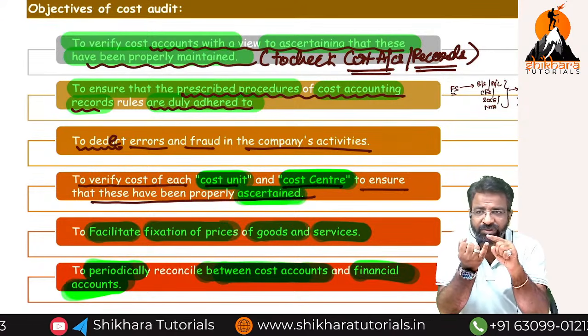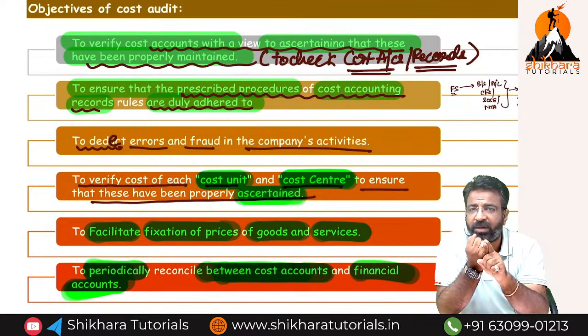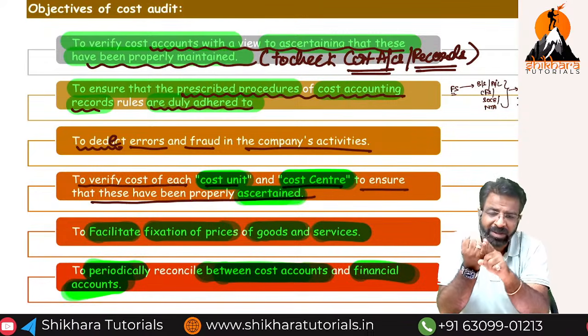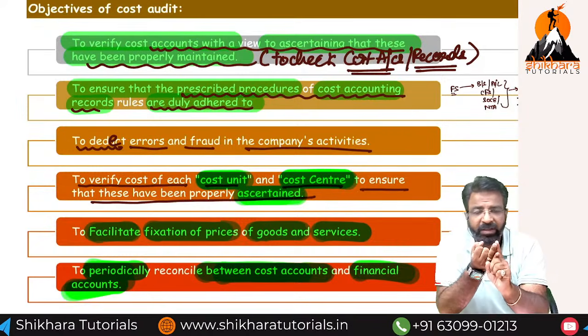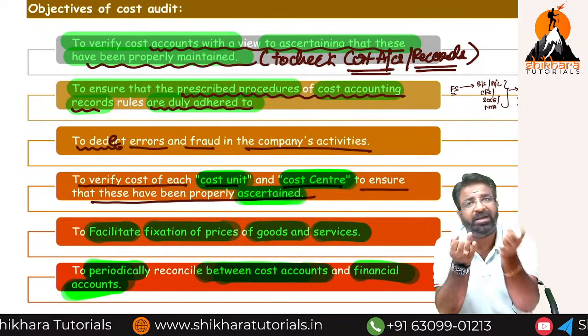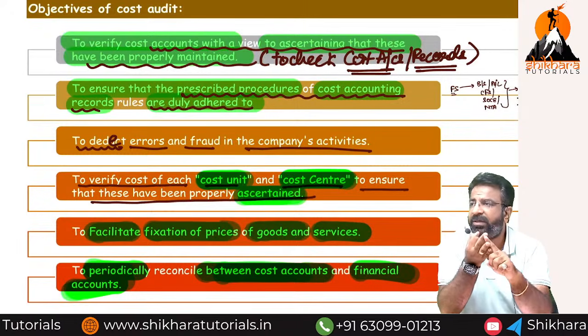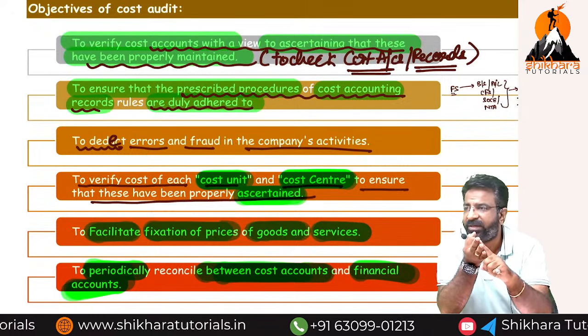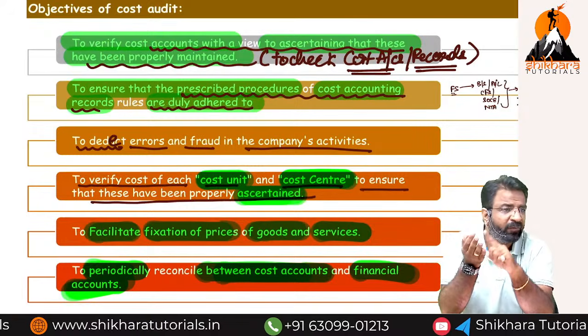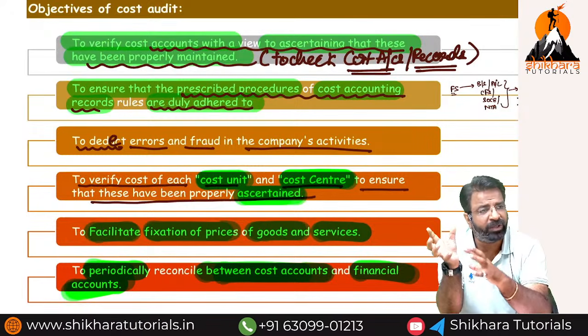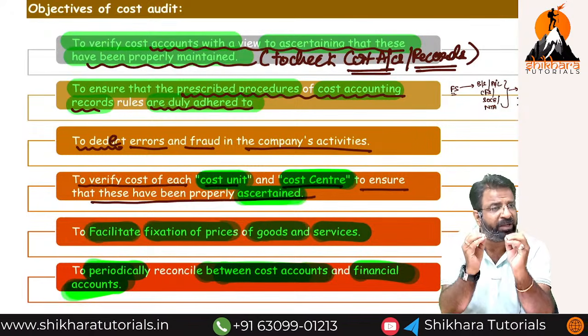Tell me the 6 objectives of doing the cost audit. First one is to check that cost records and cost accounts are properly maintained or not. Second one is to check that prescribed procedures which are laid down in rules have been properly followed or not. Third is to detect the frauds and errors in the company's activity. Fourth one is to ensure that cost unit and cost centers are properly ascertained.